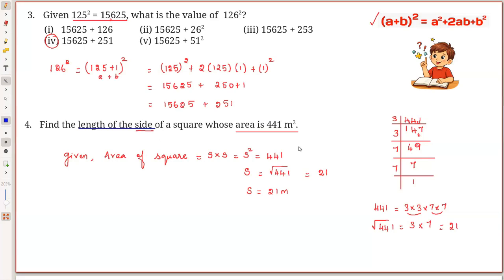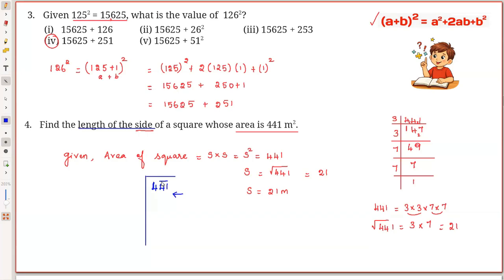I will also explain how to use long division. For this question, I'll quickly explain long division, which is also easy. Long division means the first step is to write 441 inside the square root. Next, you have to make pairs. Put the bar over 2 digits, from right to left. In this direction we have to take the bars.